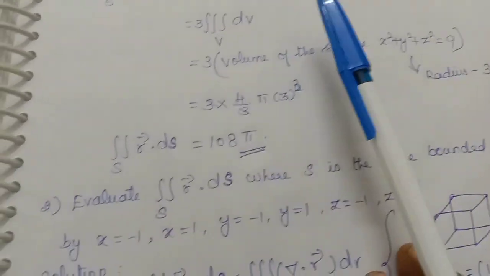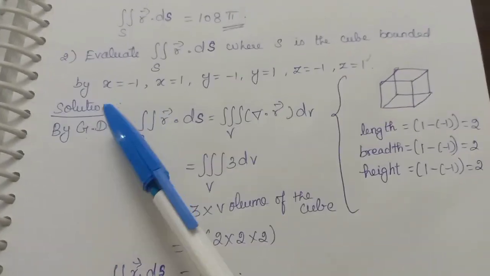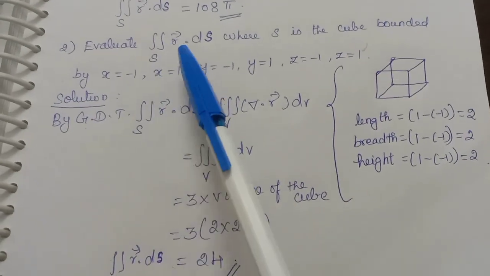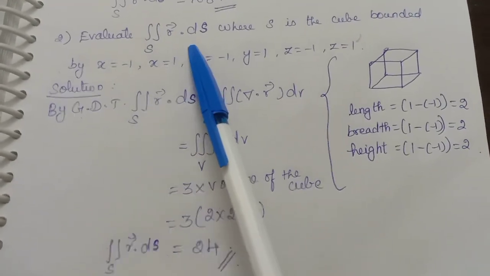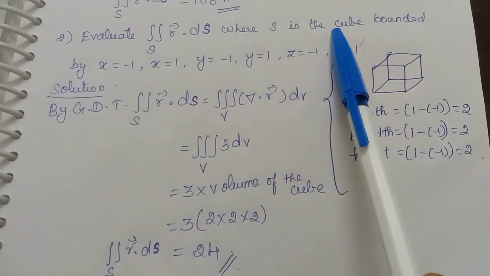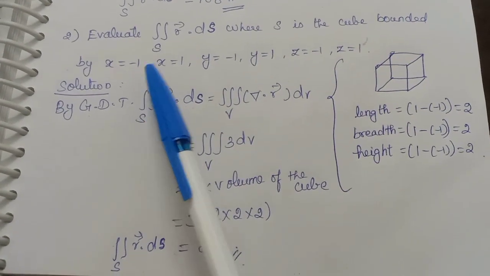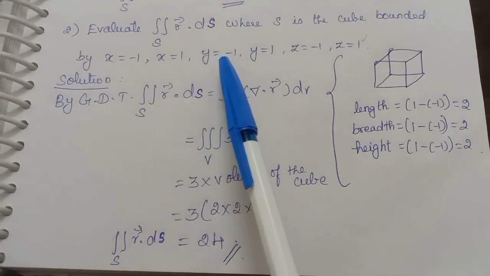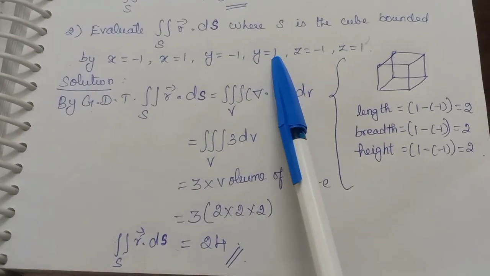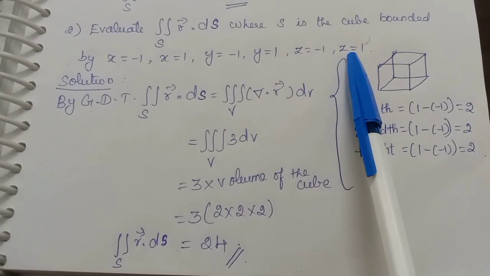One more problem we will see. This is the next problem. Evaluate the double integral over S of r dot dS, where S is the cube bounded by x equal to minus 1, x equal to plus 1, y equal to minus 1 and y equal to 1, z equal to minus 1 and z equal to 1.